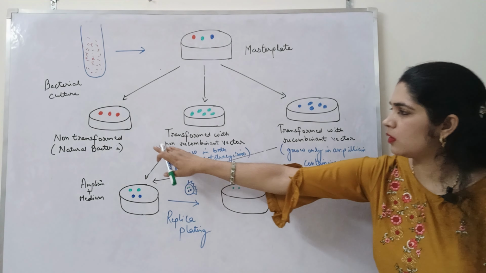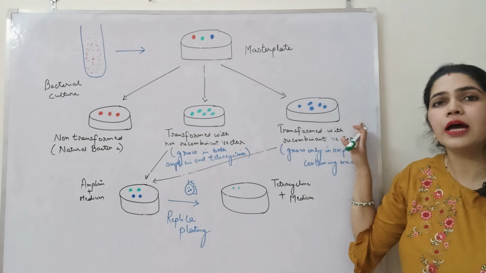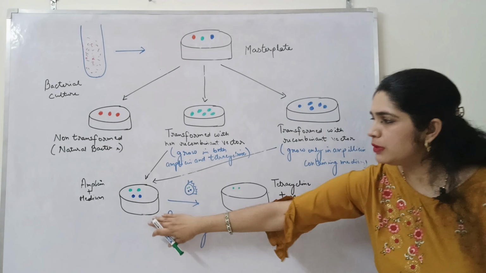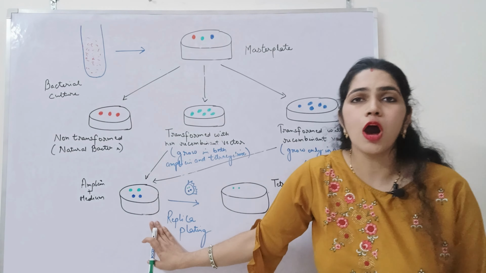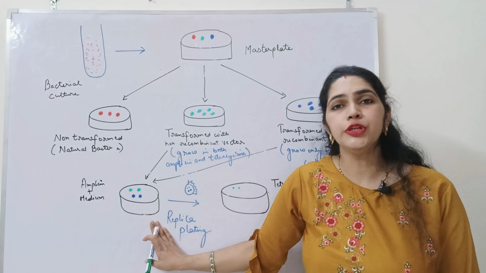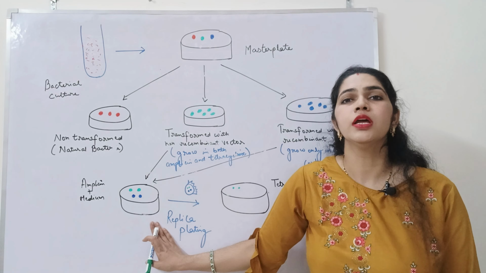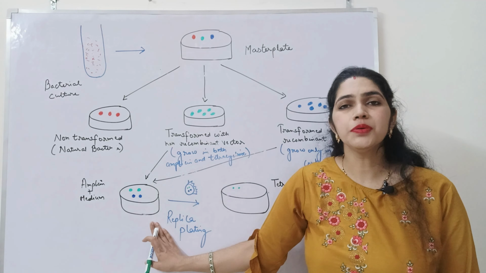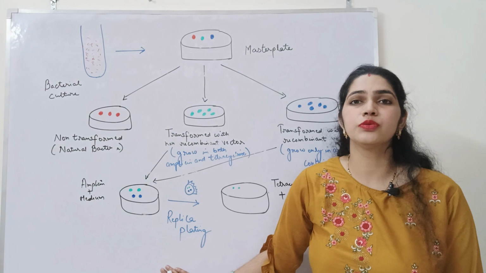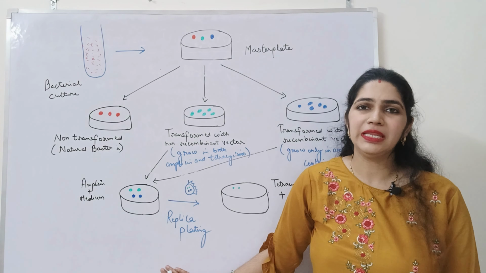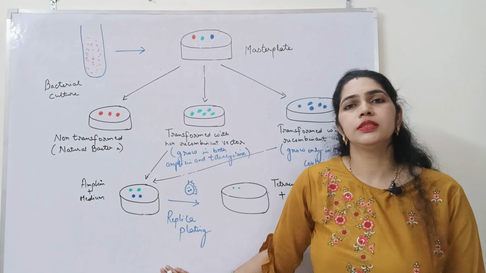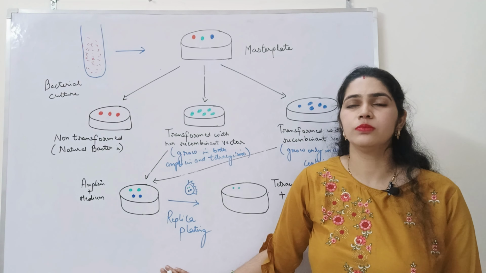Now, both of these colonies, the green one and the blue one, are able to grow on ampicillin containing medium. Then how could I come to know whether my bacterial colonies got transformed or not? Here we use the replica plating technique to identify the transformed from non-transformed ones.